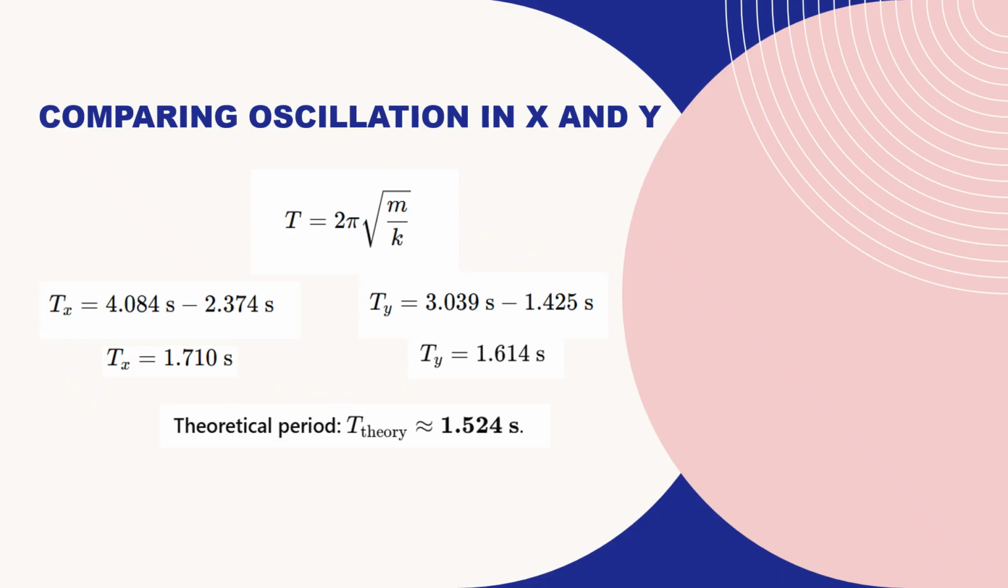Both experimental periods are close to the theoretical value, with the period of x being 12% longer and the period of y being 6% longer. The x direction shows a slightly longer period than the y direction, which makes sense because the horizontal motion involves larger amplitude swings. The small differences from the theoretical value are likely due to the coupled 2D motion and measurement uncertainties.